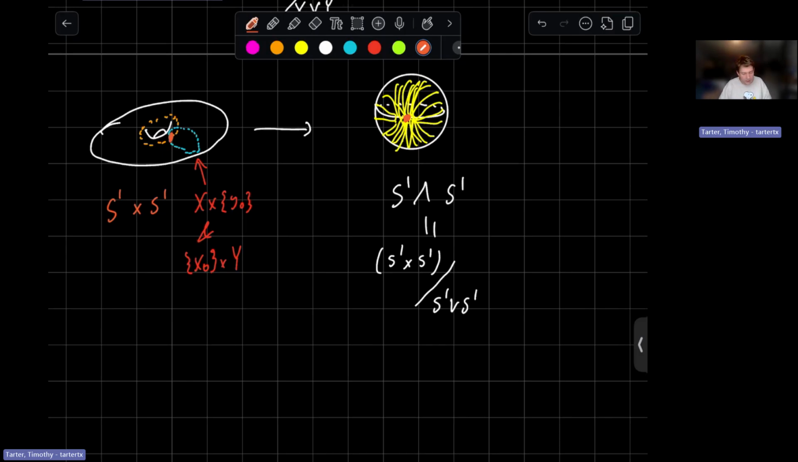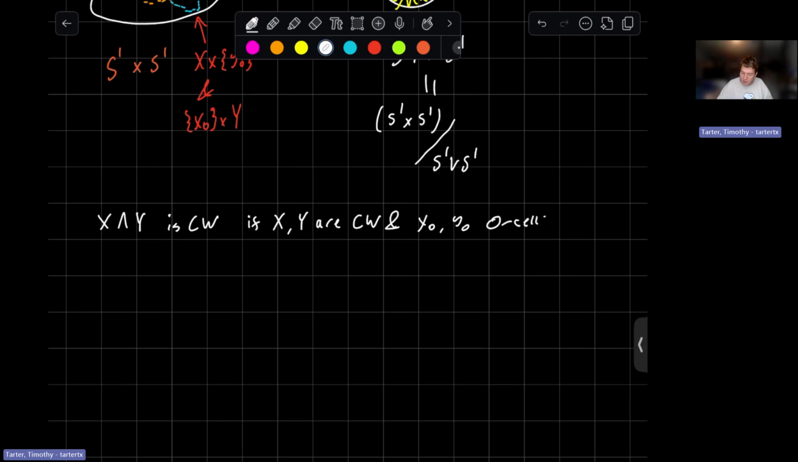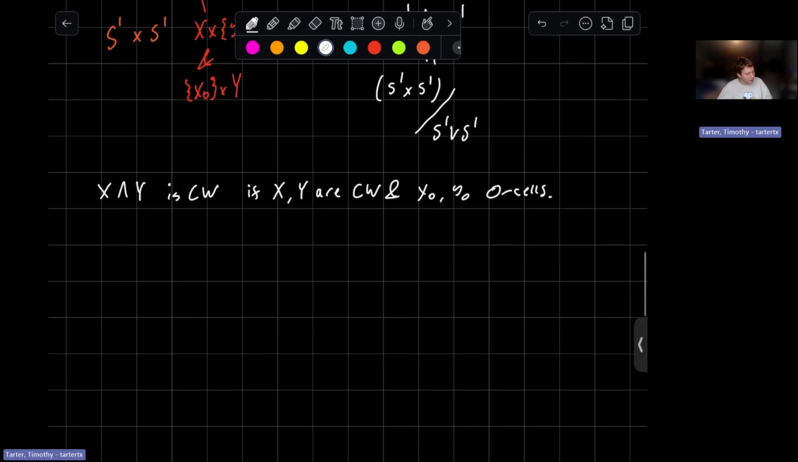And then, okay, yeah, I guess as an added note, x smash y is CW if x and y are CW and x naught and y naught are zero cells. Assuming that we have the cell complex topology on these things.